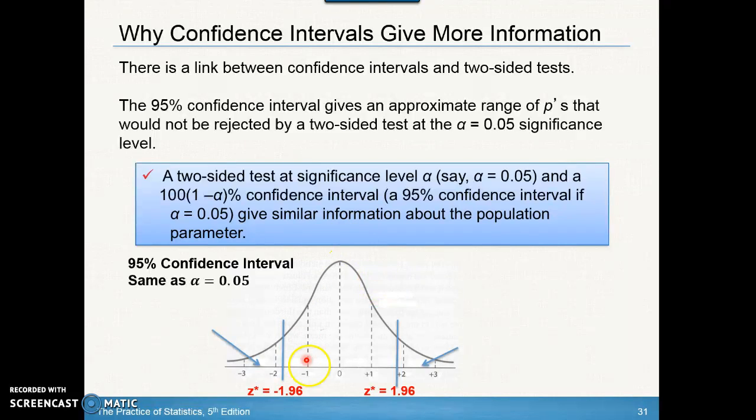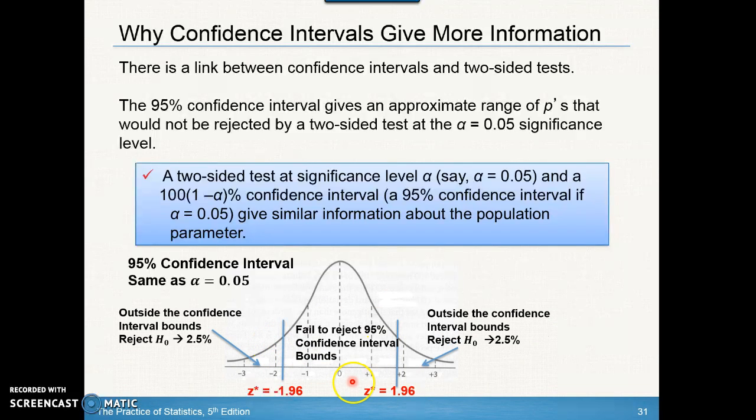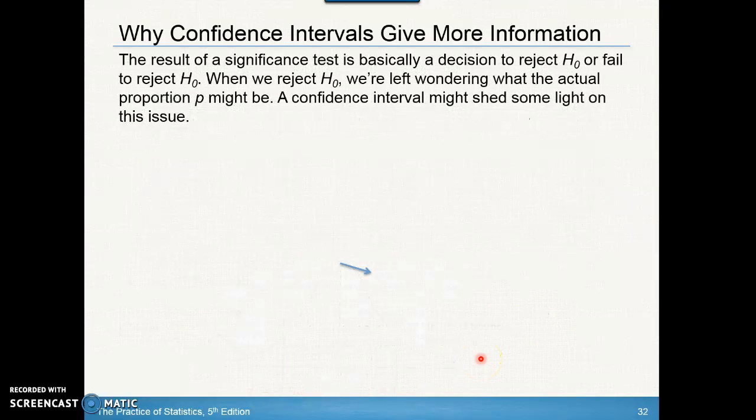Two-sided test, same thing. This is where we're failing to reject. Here and here we're rejecting. So same thing. Fail to reject is 95% of the confidence interval bounds. Outside of the bounds, we're rejecting 2.5% of the time below and 2.5% of the time above.